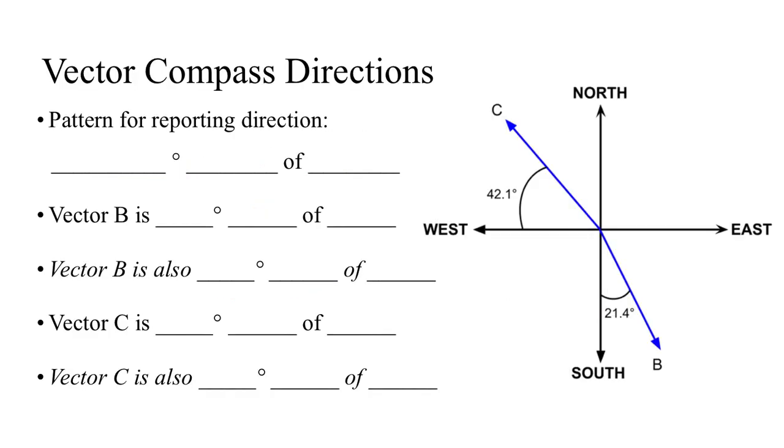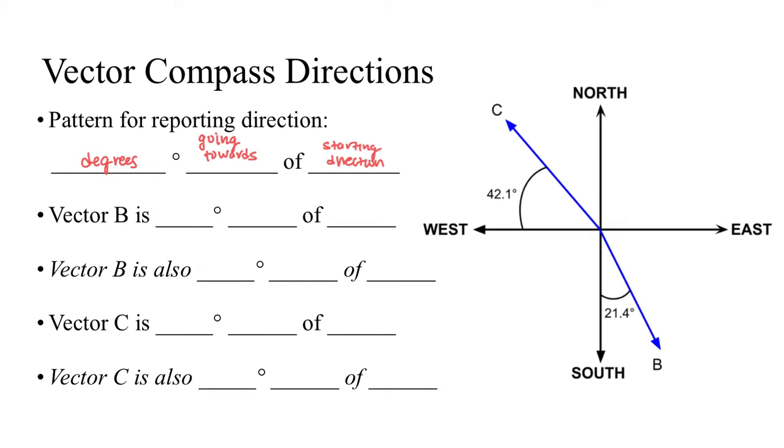Now, some nomenclature for how we represent the direction of a vector. The pattern when you report the direction will be like this. It'll be the degrees, the angle, and then it'll be your first direction. This is the direction you are going towards. Okay, and then the second direction is the direction you are starting from. So starting direction, essentially. Okay, let's look at an example of this.